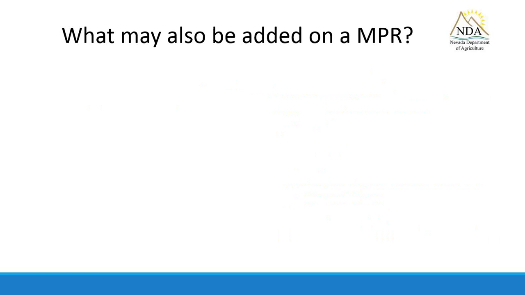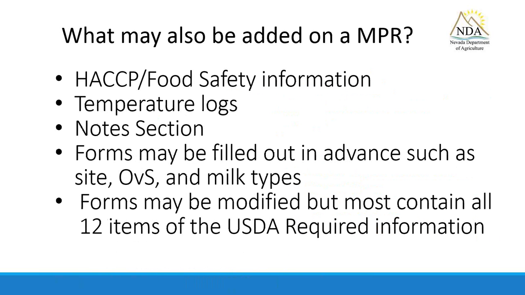So what else can you add on a menu production record? If space allows, you could add your HACCP or food safety information, temperature logs, notes section, and also keep in mind that some of these sections on the form can be filled out in advance, such as the site, offer versus serve, and milk types. Those areas traditionally don't change much from the start of a school year to the end. So you can fill these out in advance when you're making your copies to keep down on some of the writing that you have to do on the form. And again, they can be modified, but they must contain all 12 items of the USDA required information.